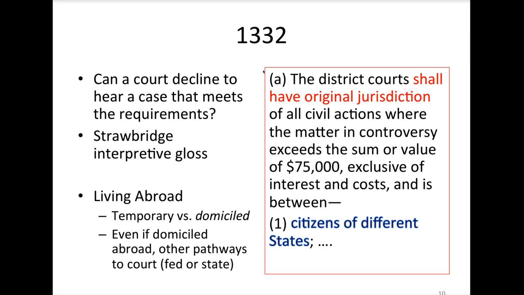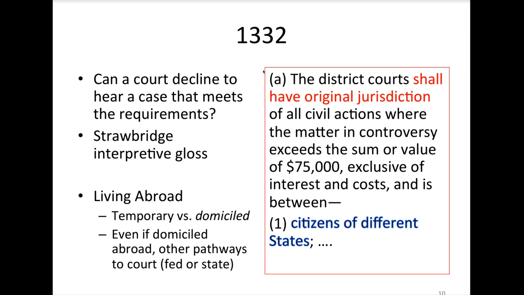The court cannot decline. So this is directed at district courts. That's the who. The plaintiff, however, has the right in this case to decide whether to file in federal or state court because it's concurrent. Also, just as a reminder, the blue part, citizens of different states, under Strawbridge, we now know means those citizens have to be completely diverse in terms of plaintiffs and defendants.